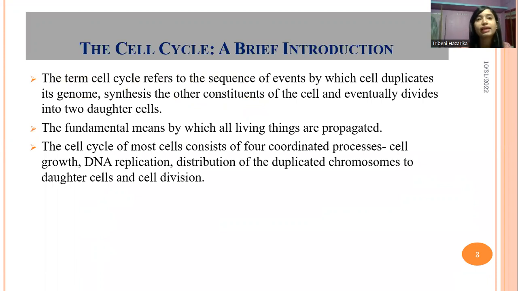As we all know, cells divide in order to grow and repair tissue, and to reproduce themselves. So the definition of the cell cycle is written like this here. The cell cycle is the sequence of events by which a cell duplicates its genome, synthesizes the other constituents of the cell, and eventually divides into two daughter cells.